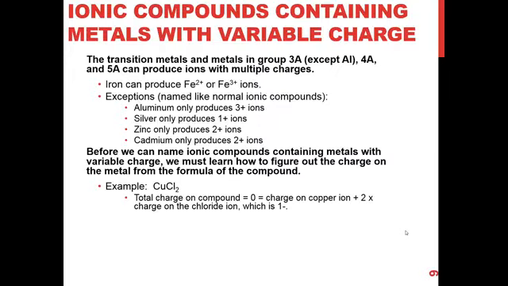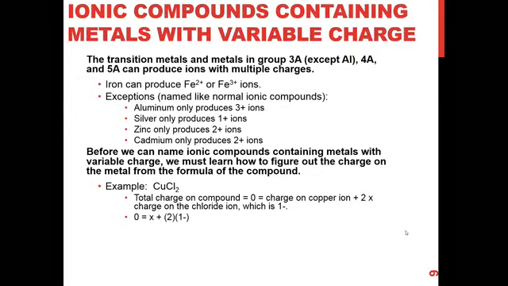And we know, because the chloride ion is from chlorine, which is located in group 7A on the periodic table, it has a charge of 1-. So if we write a little mathematical equation, calling the charge on copper x, we could have an equation that says 0 has to equal x plus 2 times 1-.